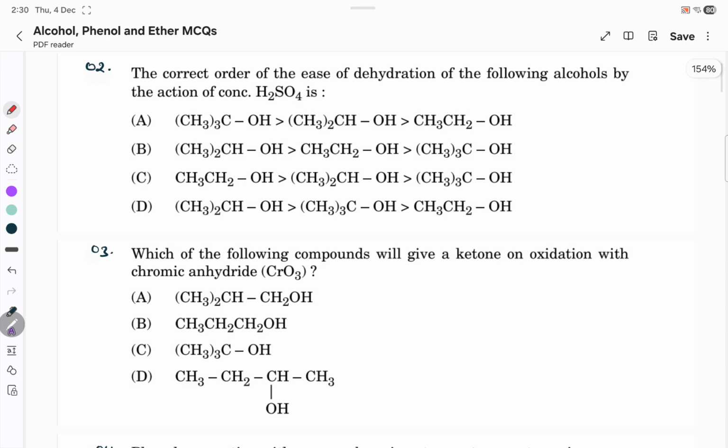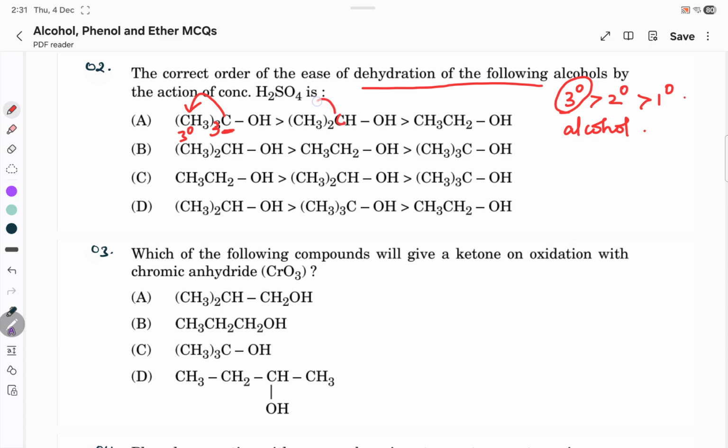Second question, the correct order of ease of dehydration reaction. They're asking for dehydration. The order goes like this: 3 degree, 2 degree, and 1 degree. So we have to take tertiary alcohol. Now we have to check which is tertiary alcohol. If I take the first option, the carbon which is connected with three other carbon, so we have 3 CH3 groups. So this is tertiary. And then obviously we have to check the other options also.